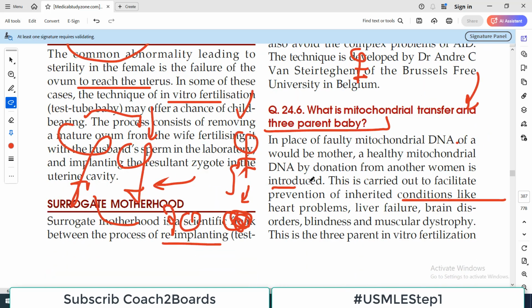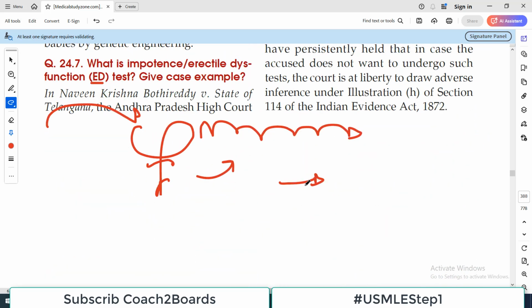So we are done with this particular chapter. You should know the basic concepts associated with impotence, sterility, and then what are the different modalities available to have babies in couples who are either impotent or sterile or both, right? So that's all about this chapter.